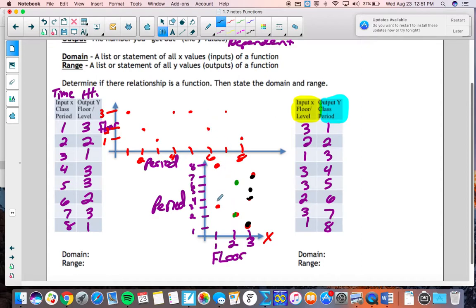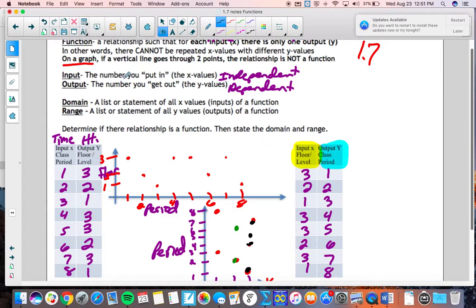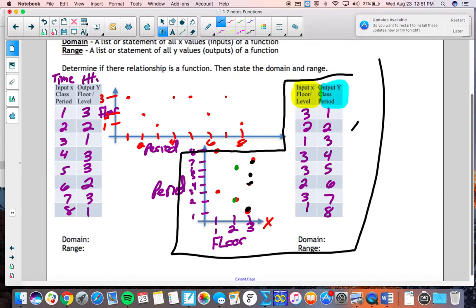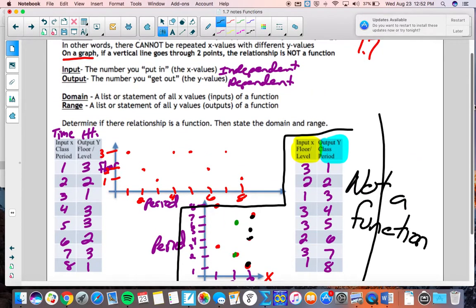It fails because of this. It also fails because of that, and it also fails because of the black dots here that are on top of each other. Remember, visually, on a graph, if a vertical line goes through 2 points, the relationship is not a function. So it fails right here. It also fails right there. Once it fails 1, you call it not a function. So this situation right here, folks, is not a function. It fails the vertical line test, because for an x there is more than one y.